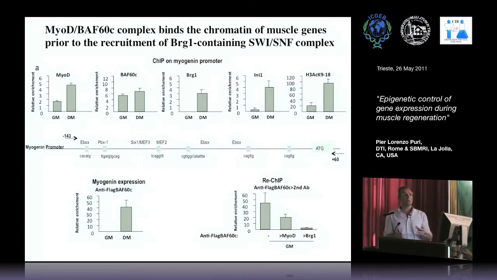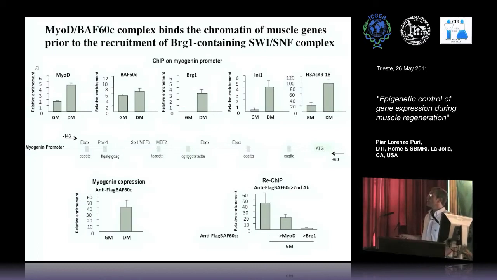And we wanted to verify whether this complex could be formed on the chromatin of MyoD target genes. It's important to emphasize at this point that the current view in the field is that the SWI/SNF complex, with all the components, always travels as a whole complex, while these data are now suggesting that certain components of the complex, like BAF60C, can interact with transcription factors like MyoD away from the whole complex.